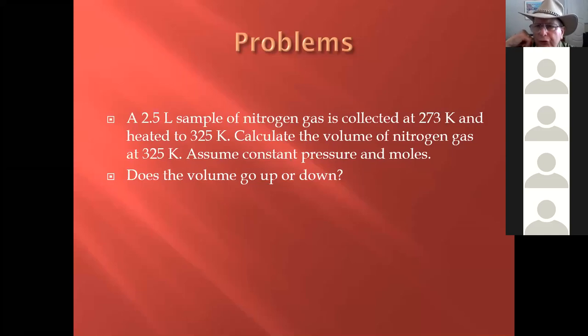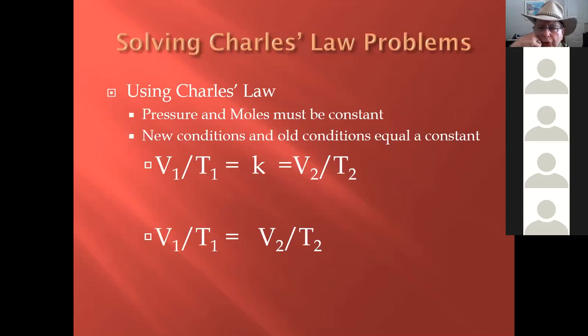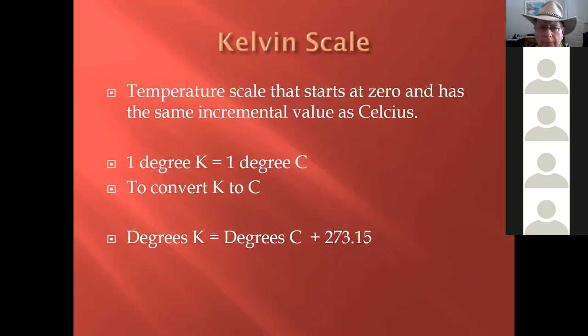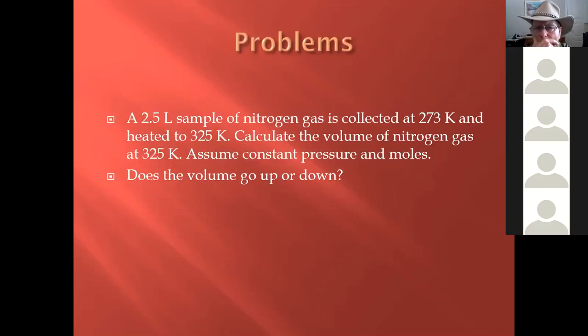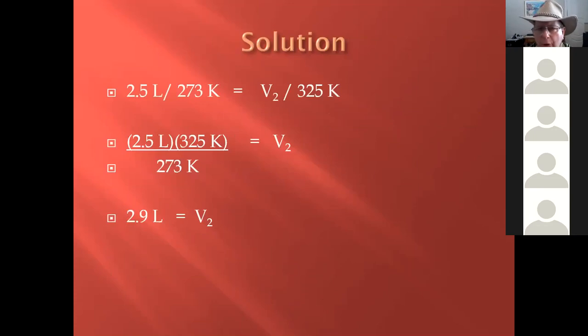I've got 2.5 liters of nitrogen gas collected at 273 K, and it's heated to 325 K. Calculate the volume. Layla, does the volume go up or down? Up. Temperature's going up, so my volume is going up. Can you put this into an equation for me? There's Charles' law: 2.5 liters over 273 K equals V2 over 325 K. Good enough. Do that math out, we get 2.9 liters.